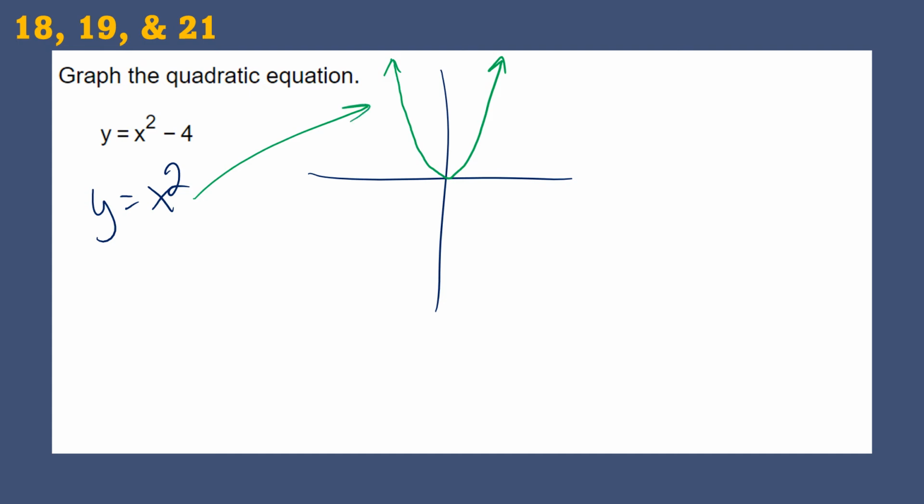But this says x squared minus 4. So all we have to do is subtract 4. In other words, we're going to move this down 4, and graph it. And guess what? That's my answer.